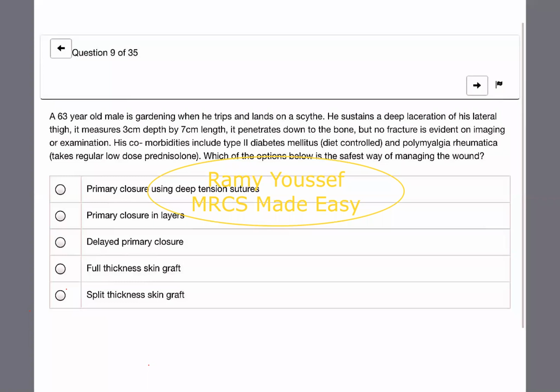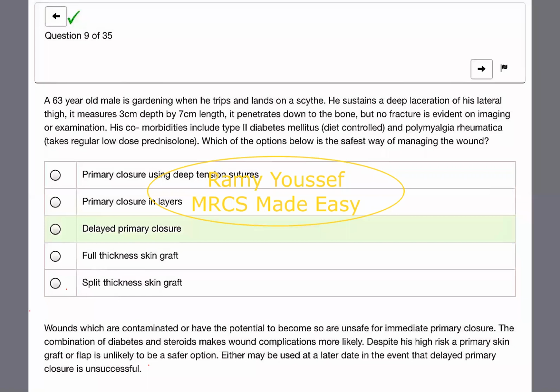He gives you a very long scenario. Take care it is deep. Take care it is unclean. Take care the patient is diabetic. Take care the patient is on corticosteroid because of polymyalgia. So he wants to distract your mind. Don't go for primary closure, please. This patient has many comorbidities and is unsafe for primary closure. Okay?